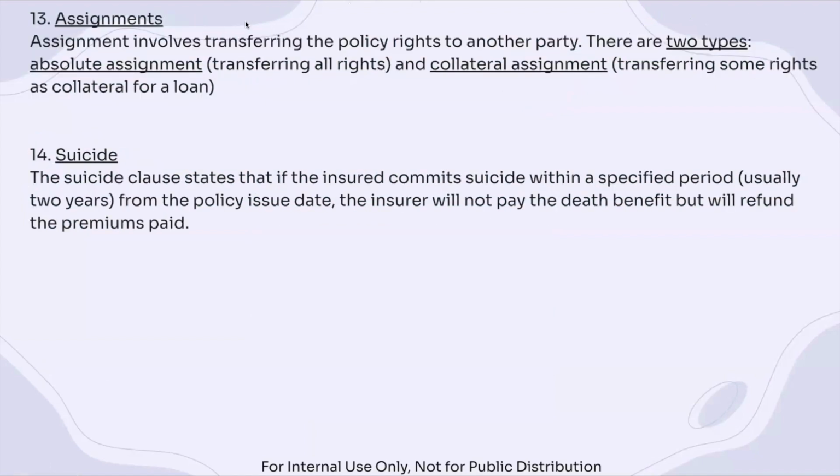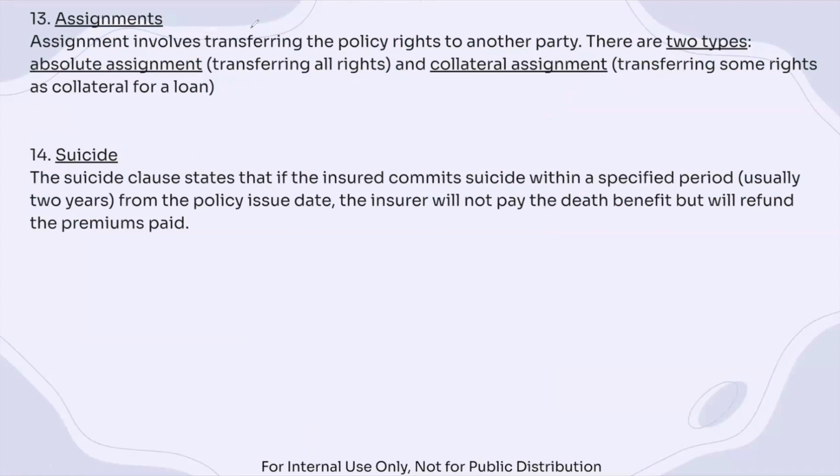So now let's look at assignment. Sometimes there might be a need to transfer the rights to another party, especially when we talk about business type policies with life insurance. And there are two types of assignments. Think about assignment as transferring. You always want to try and relate these terms to another word that you're more familiar with.